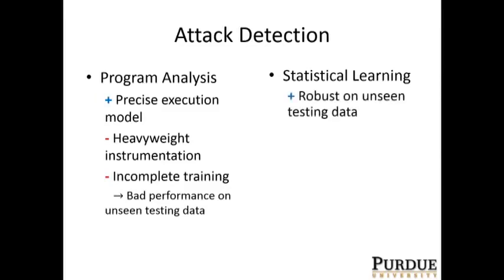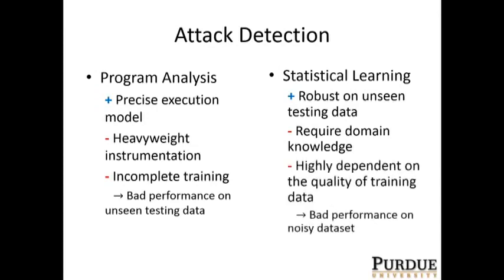For statistical learning, the advantage is that it is robust in dealing with unseen testing data. But in order to generate such a model, it needs domain knowledge to process the raw data to make it understandable by the learning approach, which is non-trivial in most learning processes. Furthermore, the performance of a statistical learning approach is closely related to the quality of the training data. For example, when facing the noisy dataset generated by camouflaged attacks, it may derive an inaccurate model.